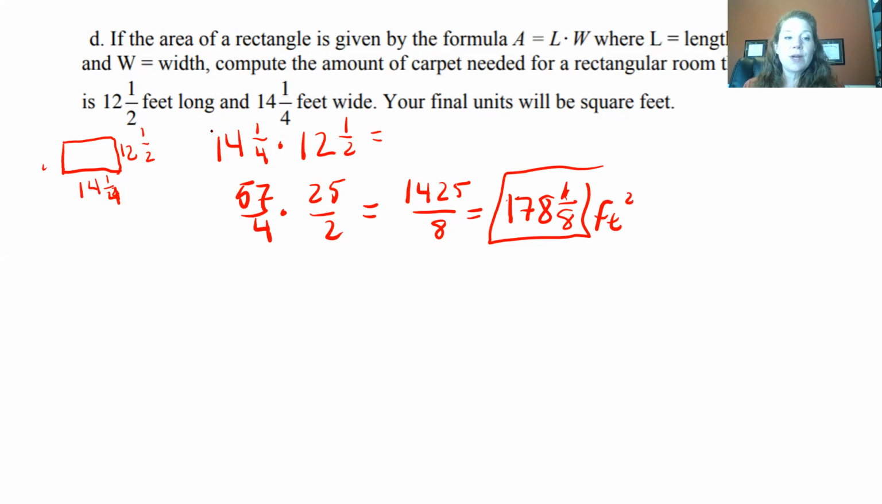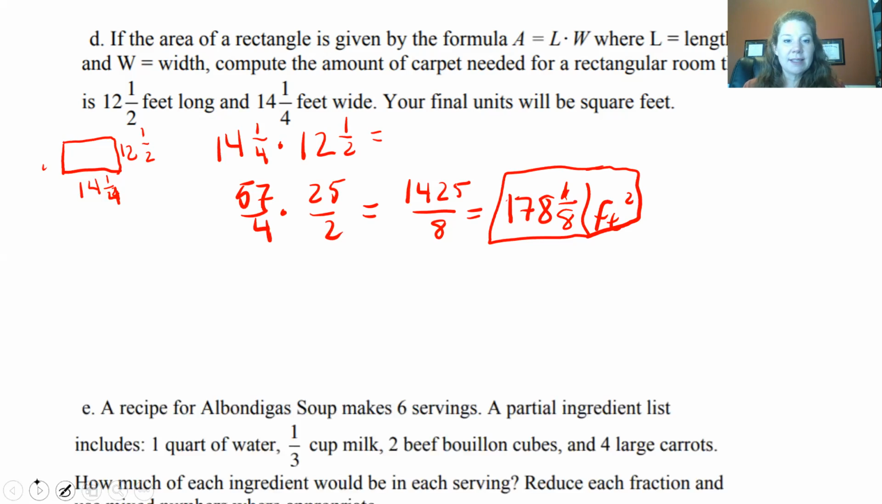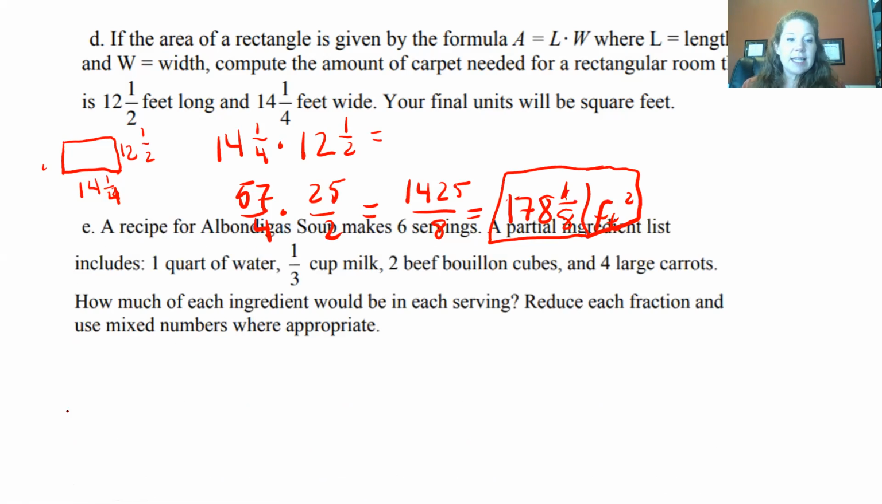The reason it's feet squared is because we're multiplying feet times feet. Feet times feet is feet squared. So that should be the final answer. I should have circled all that. Ooh, that's messy, messy, messy. Sorry about my handwriting, guys. So let's look at the next one.